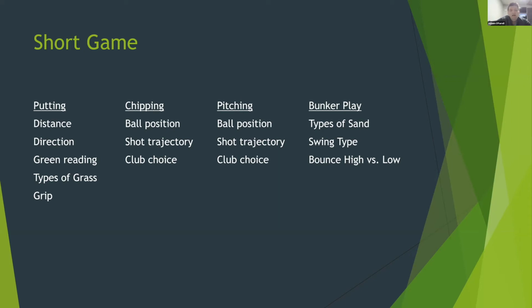So if we're teaching them one particular shot, we want them to understand that, hey, if you're using a 7-iron and you have to carry a hill, then we have to account for how that ball's going to react off the hill.